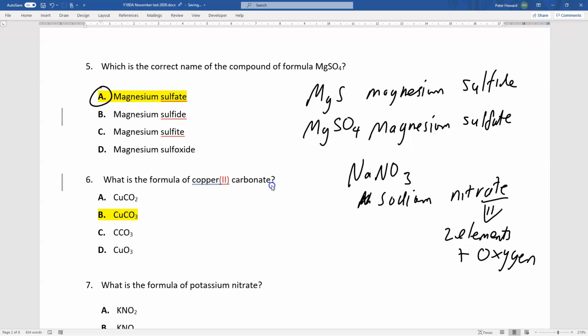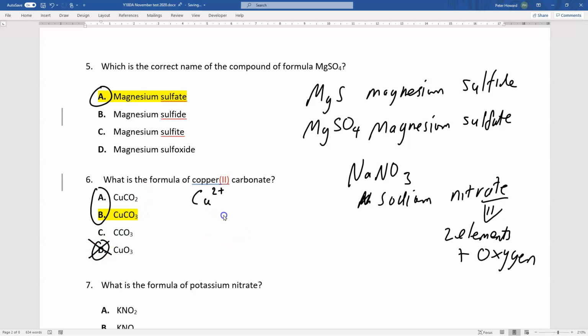Formula of copper(II) carbonate. Copper(II), the Roman numeral implies it's Cu2+. Carbonate, copper here, this means it's going to be either A or B. C is just carbon, or D I suppose, but carbonate means copper, carbon and oxygen, so we can exclude that one.